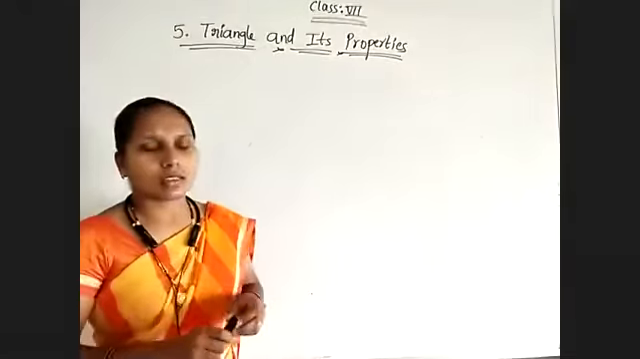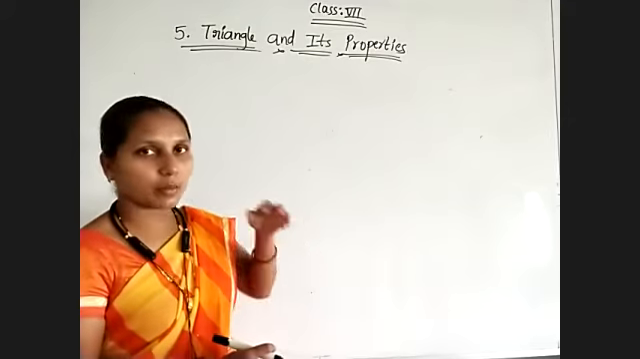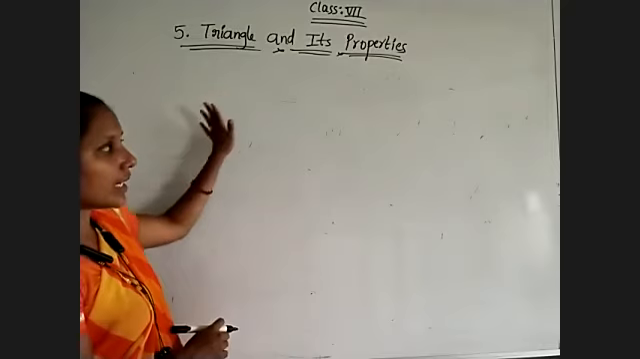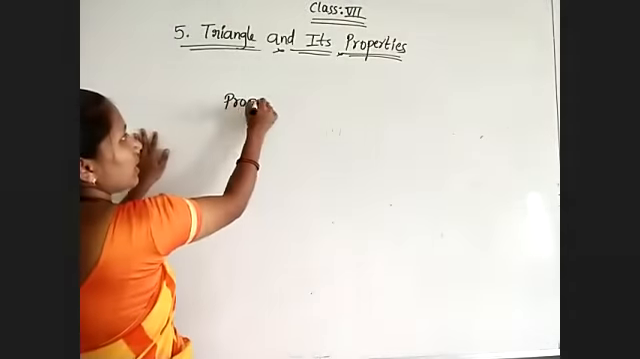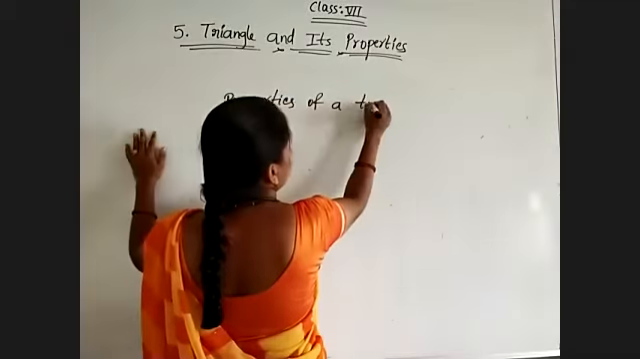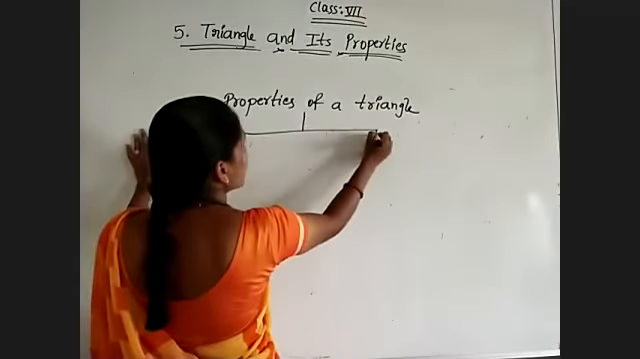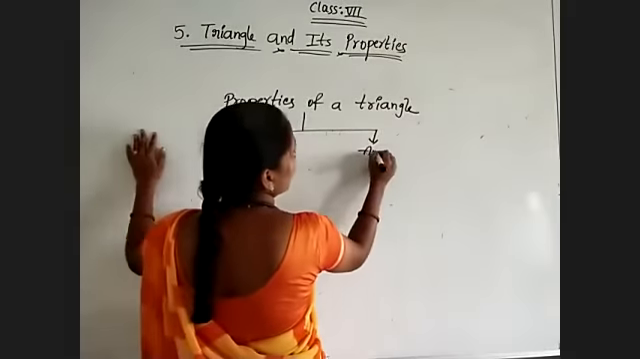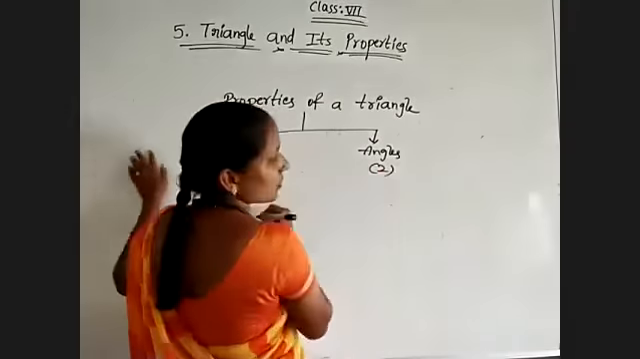Okay, listen. Depending on the exterior angle property, we will discuss the remaining problems in the next class. Now observe what are the different properties we have discussed depending on sides and angles for a triangle. So properties of a triangle depending on its sides as well as angles. On sides we have two properties, and on angles also we have two properties.